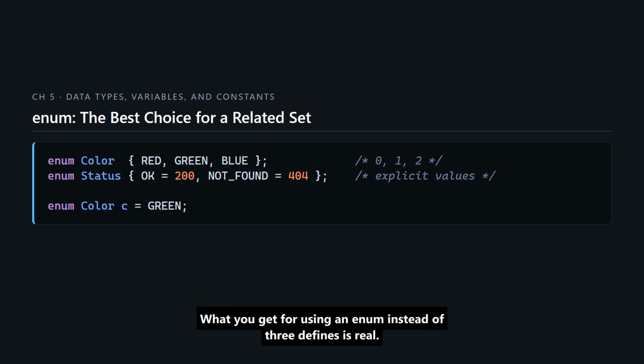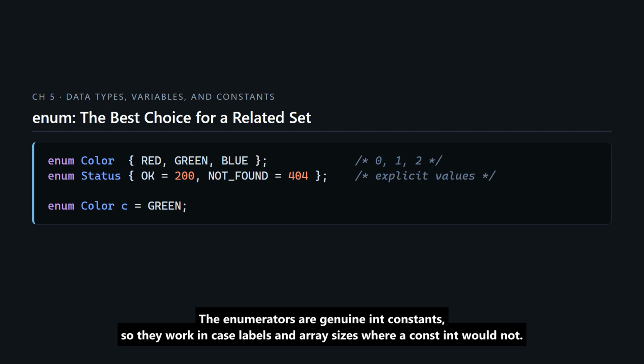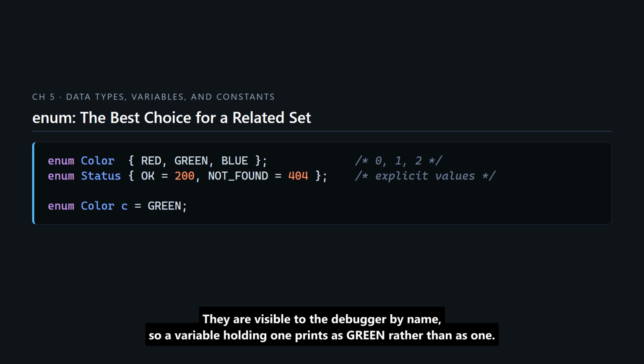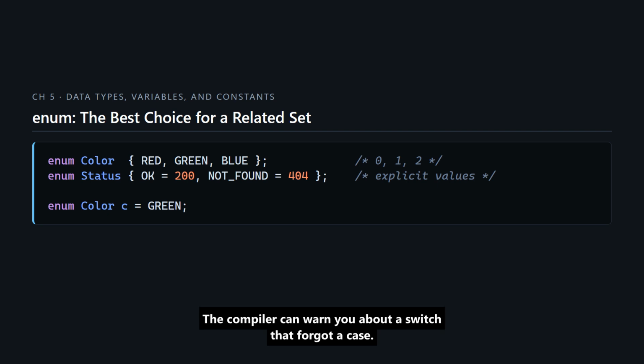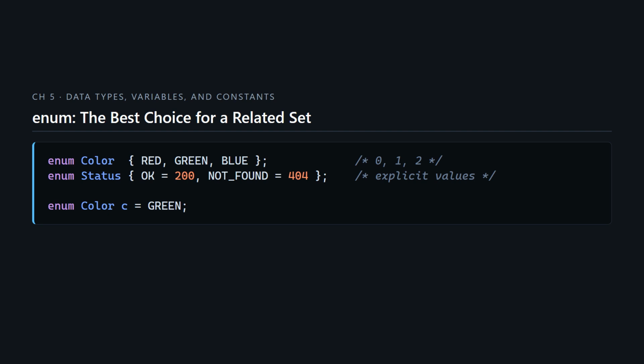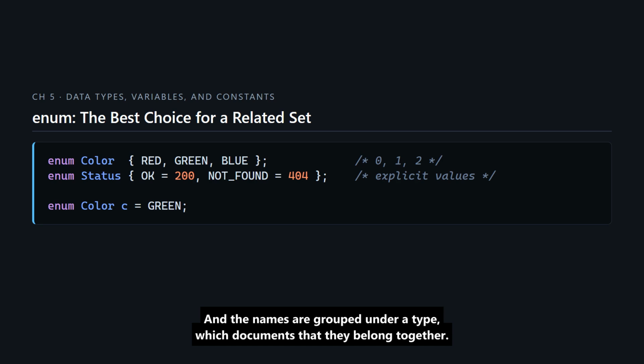What you get for using an enum instead of 3 defines is real. The enumerators are genuine int constants, so they work in case labels and array sizes where a const int would not. They are visible to the debugger by name, so a variable holding 1 prints as green rather than as 1. The compiler can warn you about a switch that forgot a case. And the names are grouped under a type, which documents that they belong together.